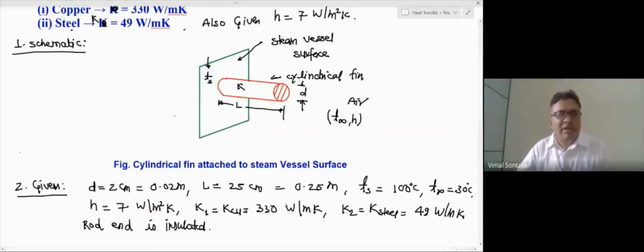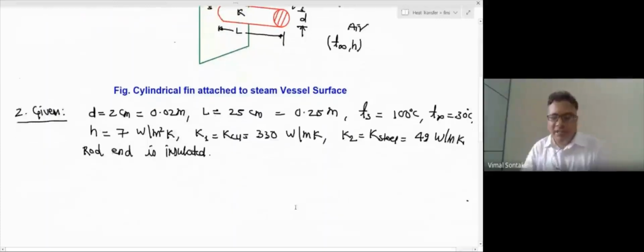After drawing the schematic, after enlisting all the given things, now let us write all the assumptions.